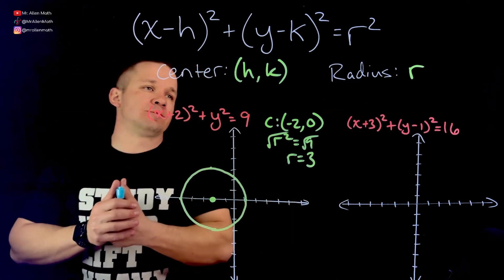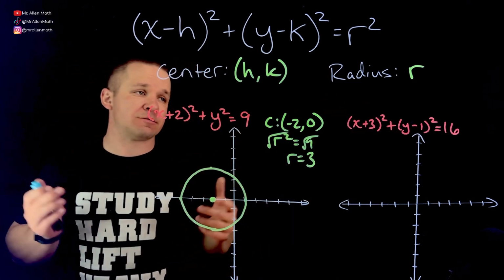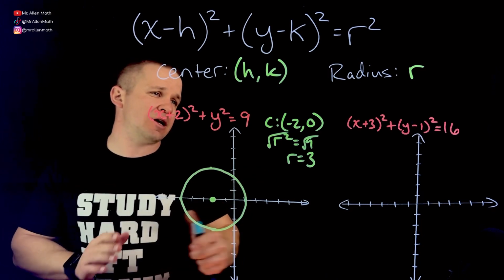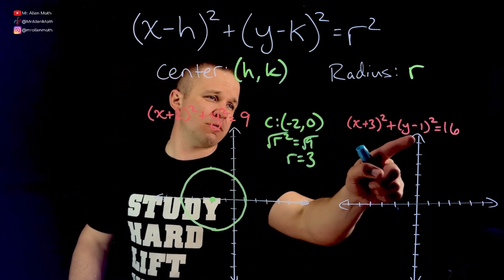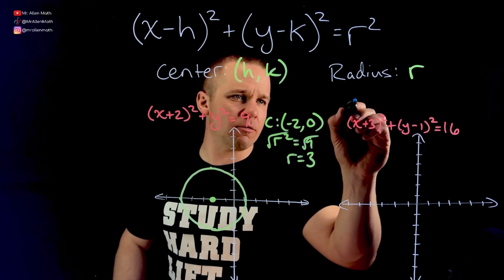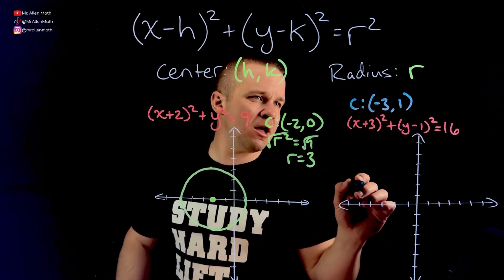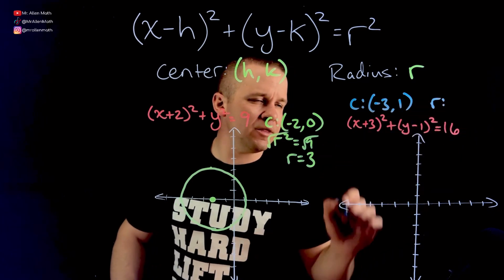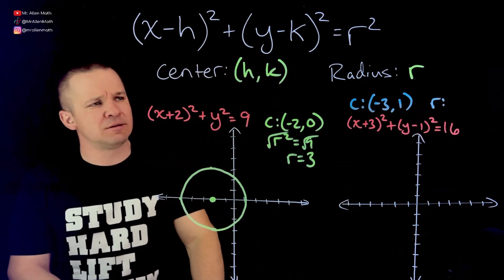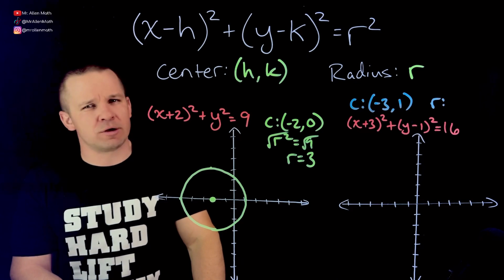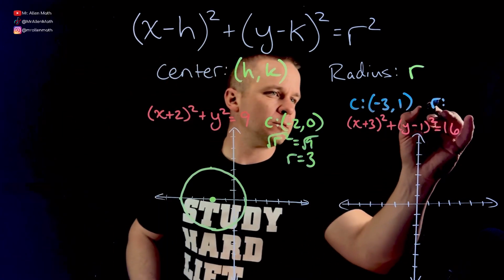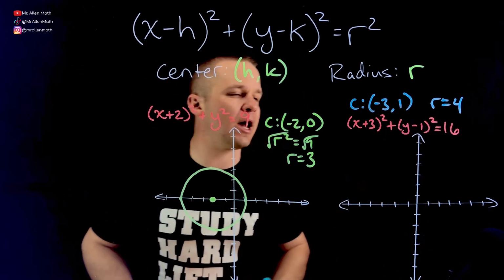So here we have a couple values, right? Let's see here, center negative 3, comma 1. I'll just put it up here because I got room. Negative 3, comma 1, and then my radius. In this case here, we've got 16 is equal to r squared. So what do we get? 4 equals 4. Okay, beautiful.